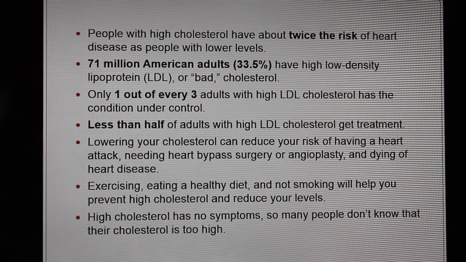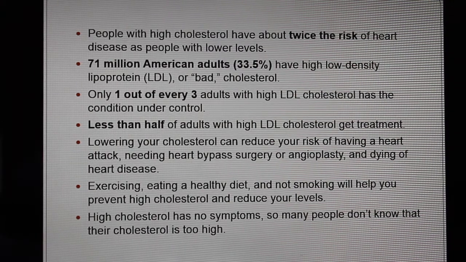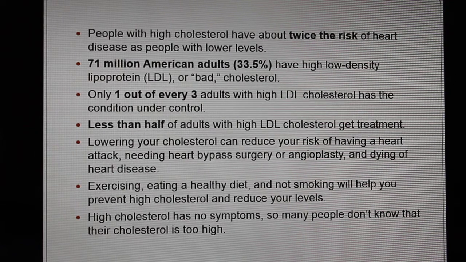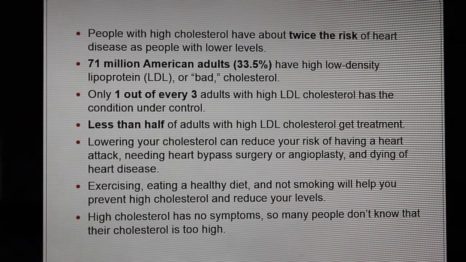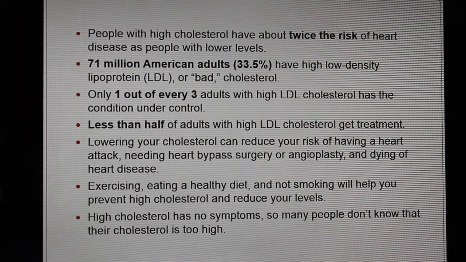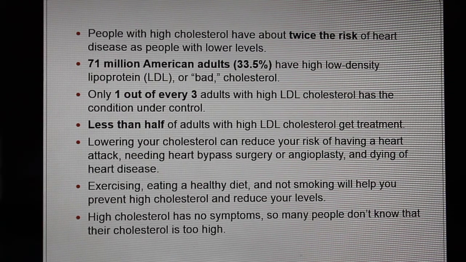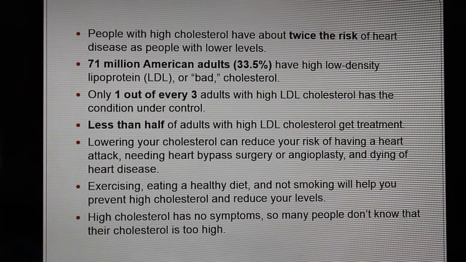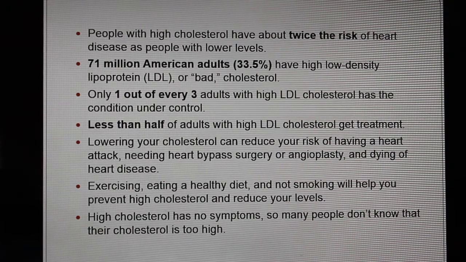Okay, so this is just some recapping of information. This is just some stats. People with high cholesterol have about twice the risk of heart disease. 71 million Americans have high LDL, or bad cholesterol. That's a lot. 1 out of 3 adults with high cholesterol has that condition under control. 2 of 3 do not.